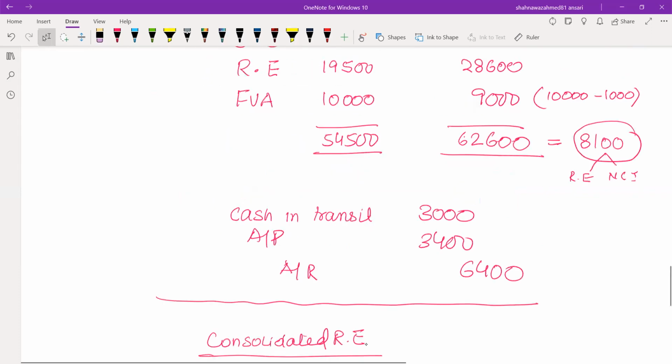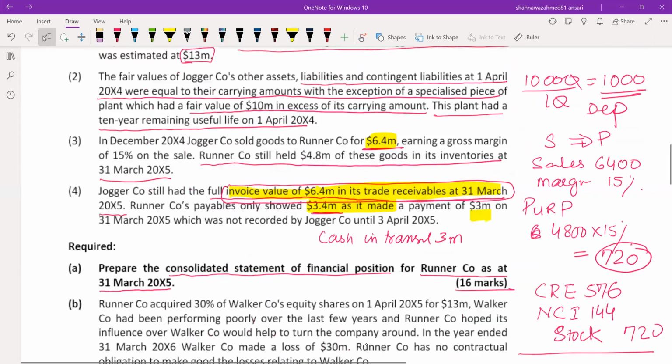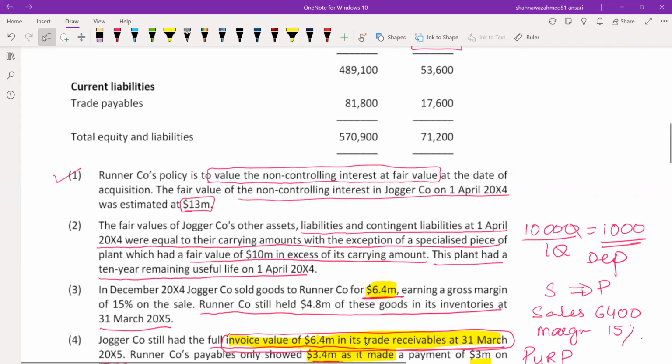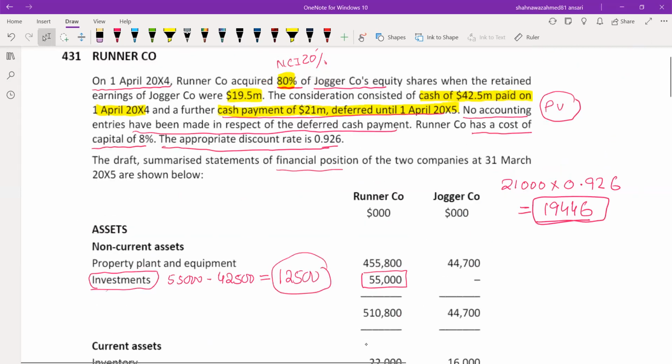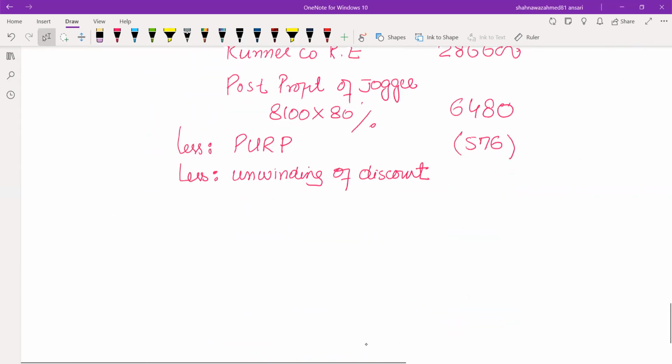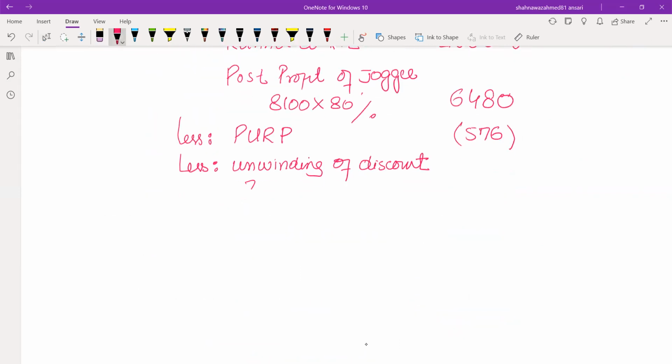Now see what we need to pay. The total value at the end of the year is 21 million. And we have recorded the present value 19446. So the difference is 1 year unwinding of discount. So this is my consolidated retained earning figure.